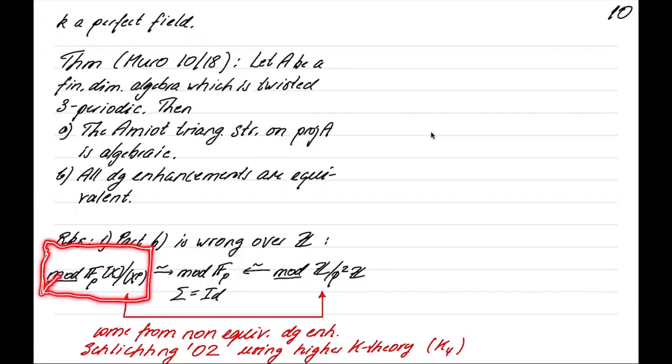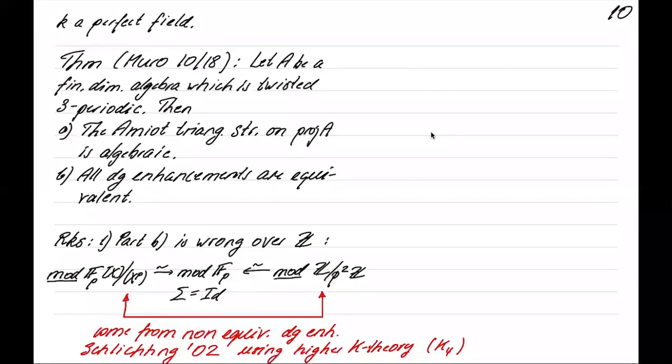So these look quite different, and they are actually different. One can show that they are non-equivalent. They give rise to non-equivalent DG enhancements. If the DG enhancements were equivalent, then their K-theory would have to be the same.